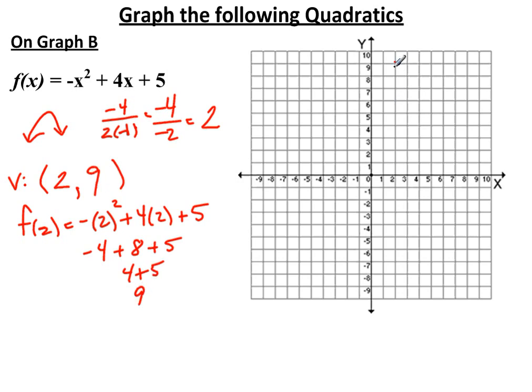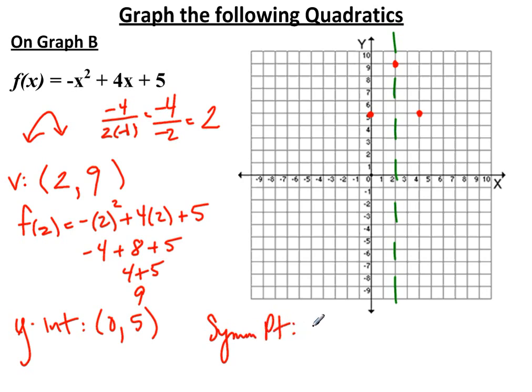So I'm going to go to 2, 9 and graph my vertex. My y-intercept is just 0, comma, the c value, which happens to be +5. So I'm going to go to 0, 5. Some of you will be able to do this without graphing the axis of symmetry, but it might help. If I graph that, I can see that there's a symmetric point right here. It's the same distance away from my axis of symmetry. So my symmetric point for my y-intercept is going to be 4, 5.